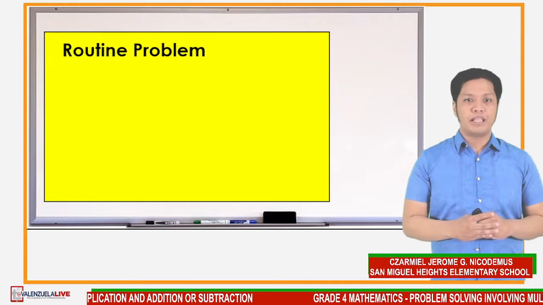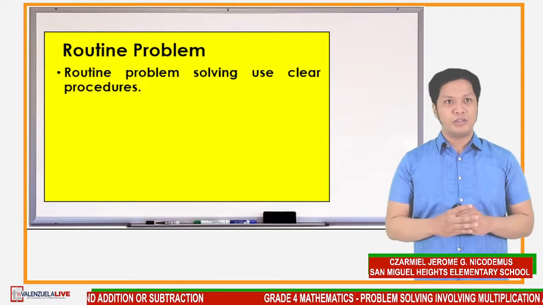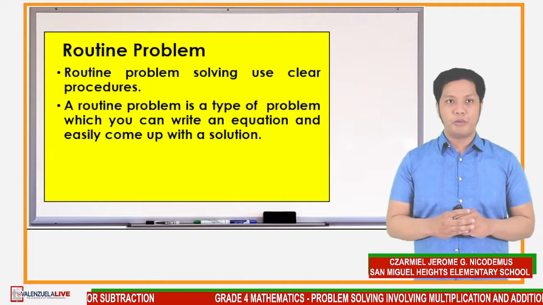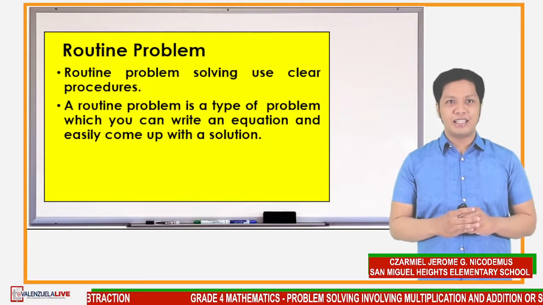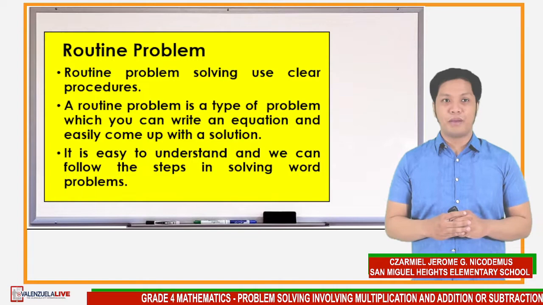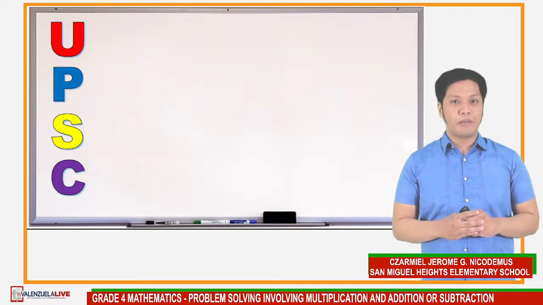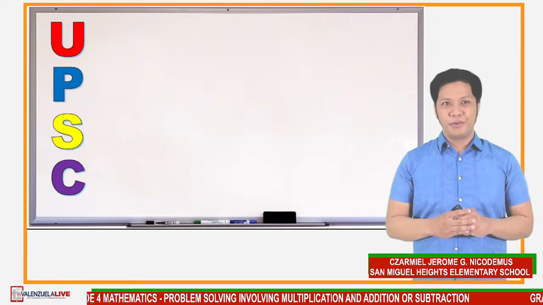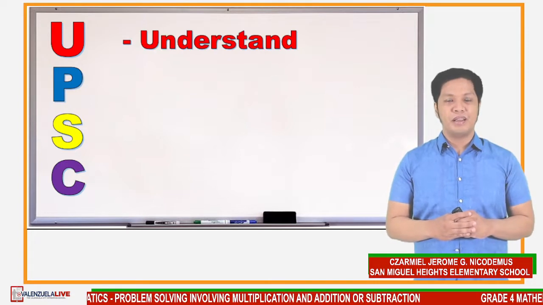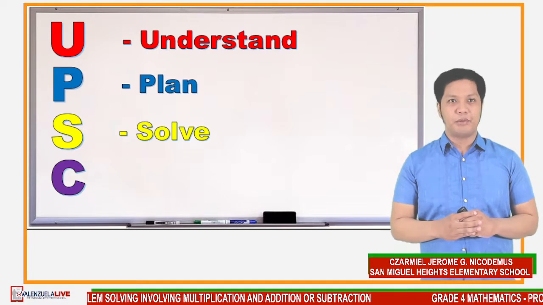That word problem is an example of a routine problem. Routine problem solving uses clear procedure. A routine problem is a type of problem which you can write an equation and easily come up with a solution. It is easy to understand and we can follow the steps in solving word problems. In solving word problems, remember UPSC. U for understand, P for plan, S for solve, C for check.